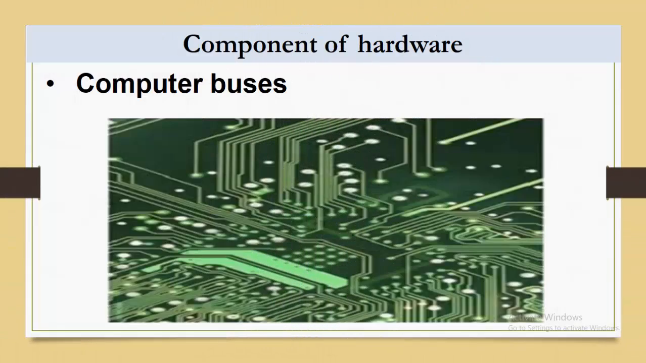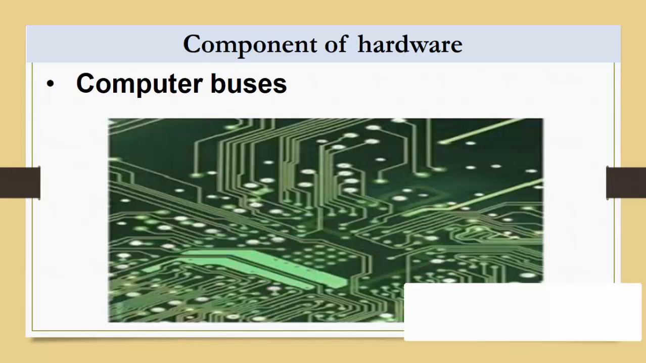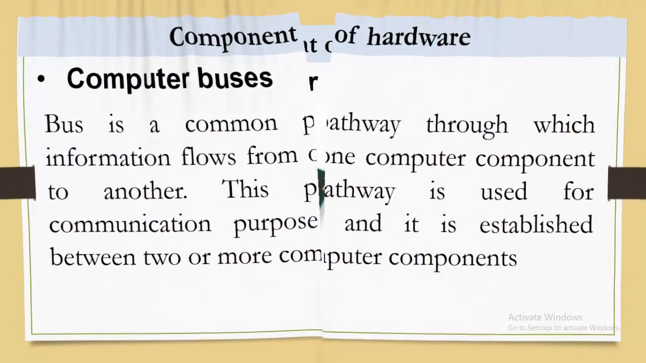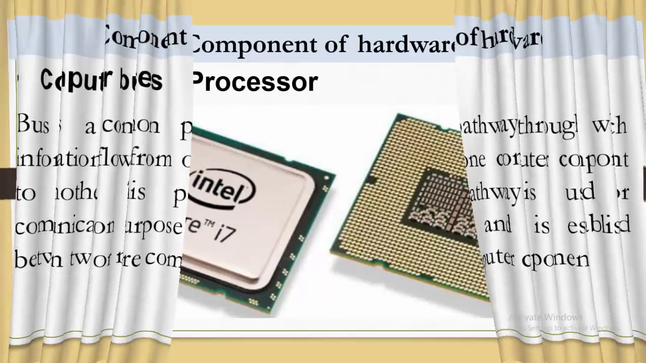Okay, the next one is computer buses. This figure shows the computer buses. A bus is a common pathway through which information flows from one computer component to another. This pathway is used for communication purposes, and it is established between two or more computer components. Also, we will explain this section in the next chapter completely and professionally.